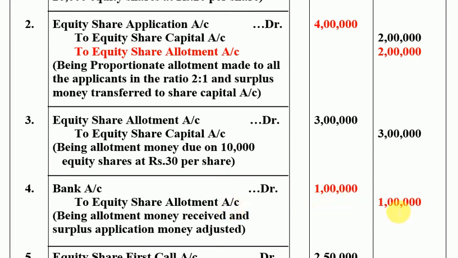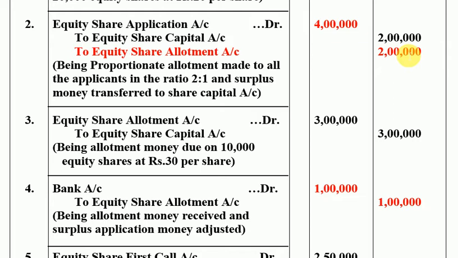Now how is this 1 lakh? From this 3 lakh which is due, the company will subtract this 2 lakh. 2 lakh is already transferred to the allotment account. This is the surplus money. So this much amount will be deducted from the amount due 3 lakh, and finally it is 1 lakh. I hope this is understood. And the adjustment says being allotment money received and surplus application money adjusted. Surplus means this 2 lakh. I hope this is clear.